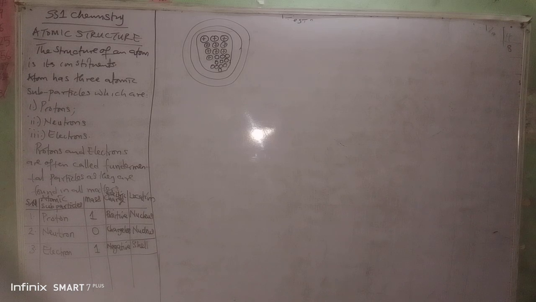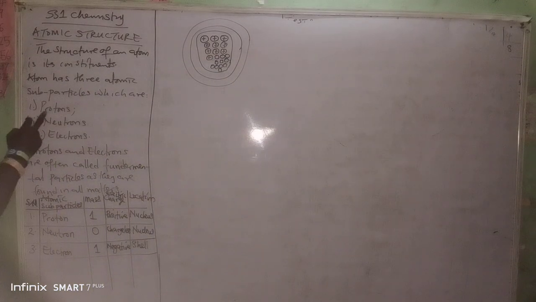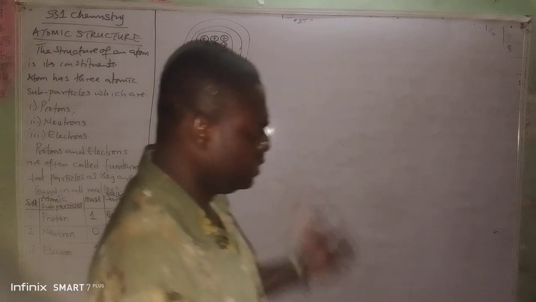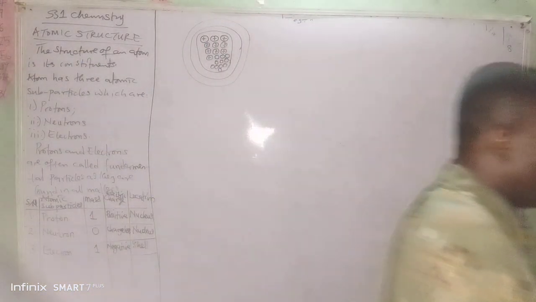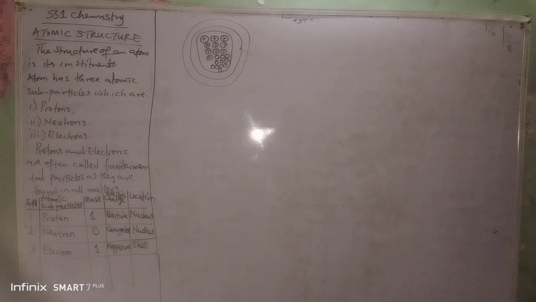So, we have been able to know that there are three subparticles that an atom should have. We have proton, neutron, and electrons. And protons and electrons are often called fundamental particles because they can be found in all matters. But neutron is not found in all matters because one of the isotopes of hydrogen that is called protium hydrogen lacks neutron. So that is why neutron is not there.